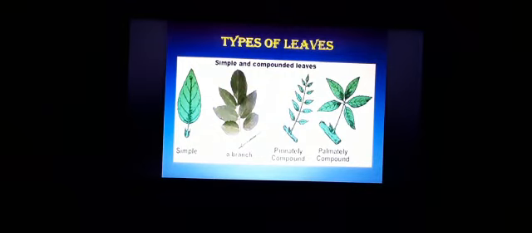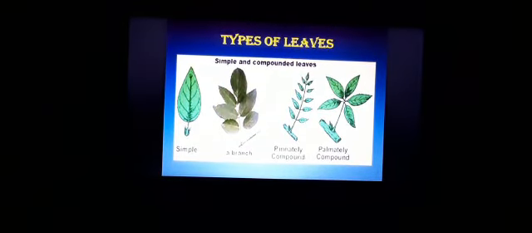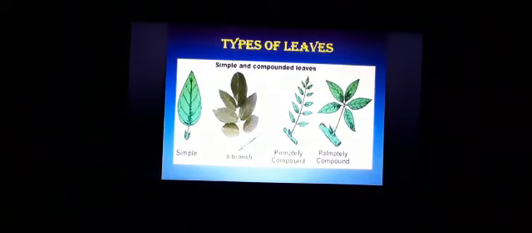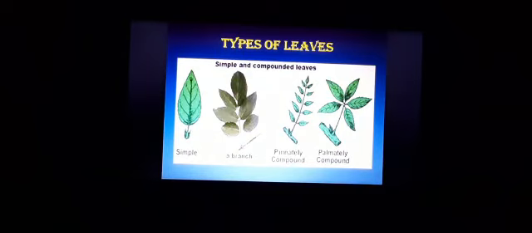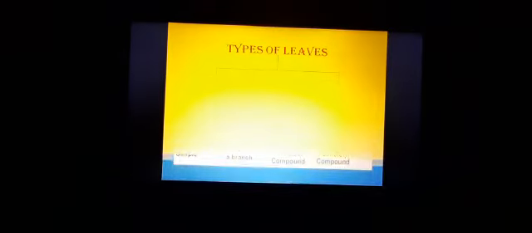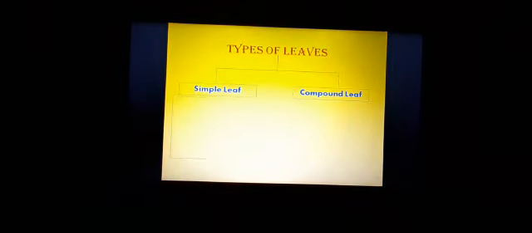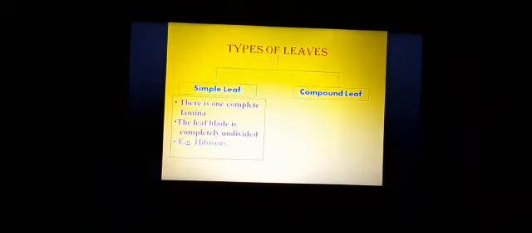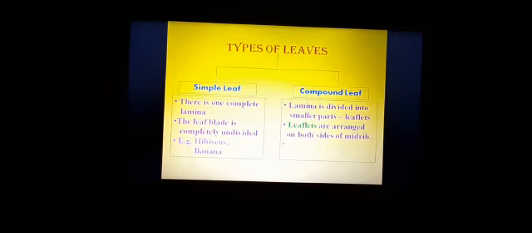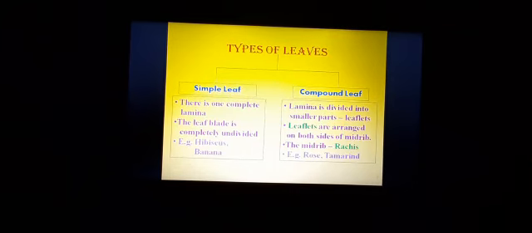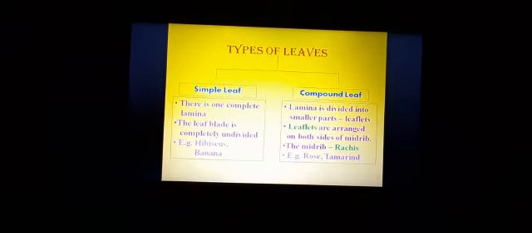Types of leaves. So when we talk about type of leaves, we see that leaves are of two different types, that is a simple leaf and a compound leaf. In a simple leaf, there is just one complete lamina or leaf blade, and it is not divided into smaller parts. We may find lobes in case of a simple leaf, but remember that it will have just one midrib running from the petiole to the tip of the leaf.